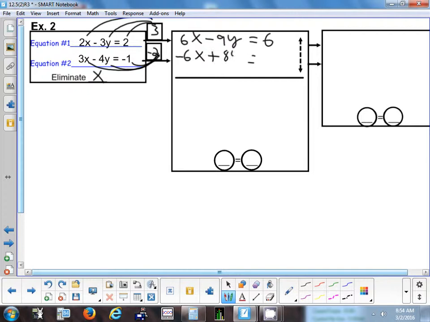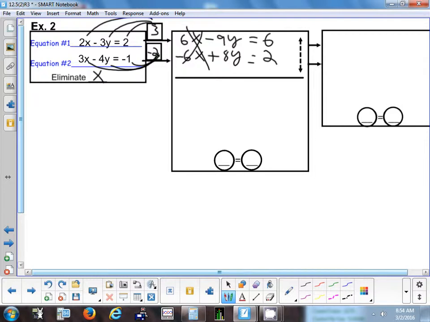Plus 8y, I like that better. And then negative 1 times negative 2 gives me 2. All right, now that we've figured out what to multiply by, the rest is the same as what we've done. Add them up. What letter here cancels out? X's are gone.